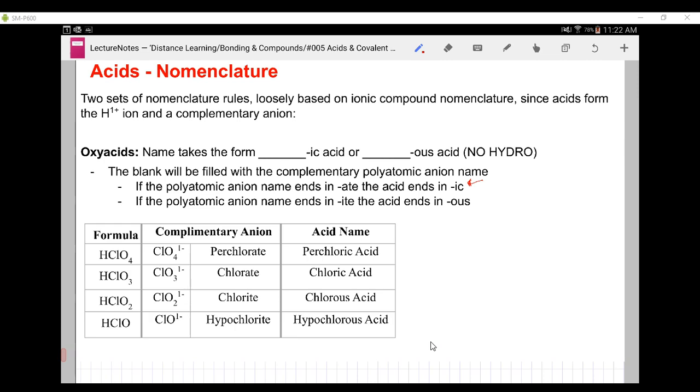However, if that polyatomic anion ended in ITE, we'd make that ending OUS. So for example, nitrite would become nitrous. Sulfite would become sulfurous acid. In the table here, we see the rules that we had talked about for different polyatomics, where we can change the number of oxygens and adjust the prefixes or the suffixes to match how many oxygens are in them. All of that still applies here with the acids. ATEs become IC, and ITEs become OUS.